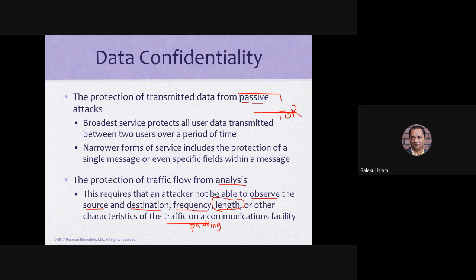so that we can hide the actual source and destination. This is one method. Or we can add padding to hide the actual length of the packet. So that is another method. So all these methods are how we can protect from traffic flow analysis.